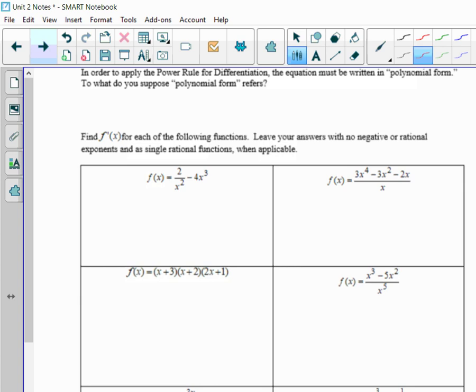So it means multiple terms that are just added or subtracted, right? So terms are added or subtracted. We can't do multiplication and division yet. There's a rule for that too, but we can't do that yet. So when you see these problems, they usually might have to be simplified first.